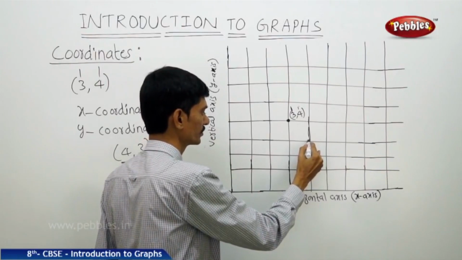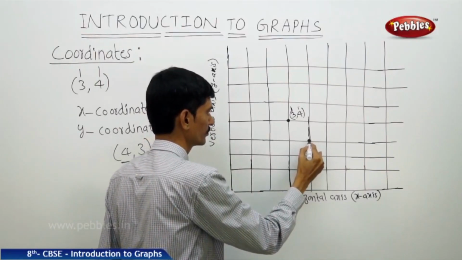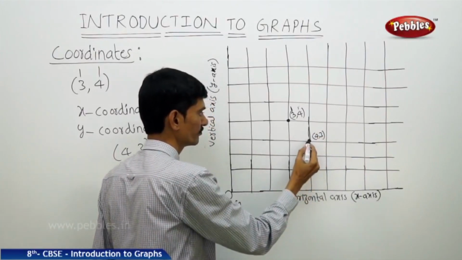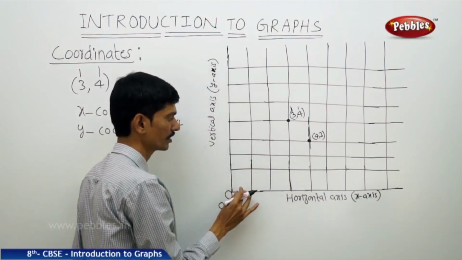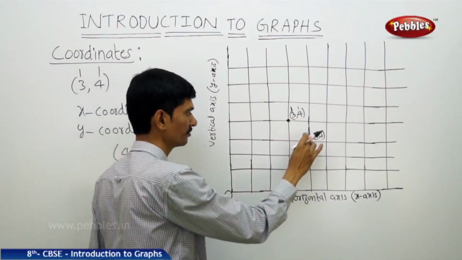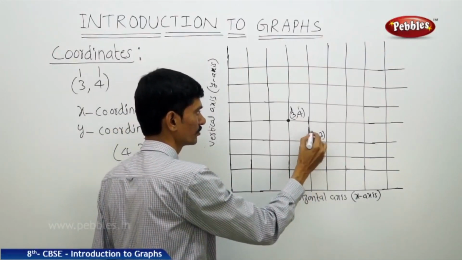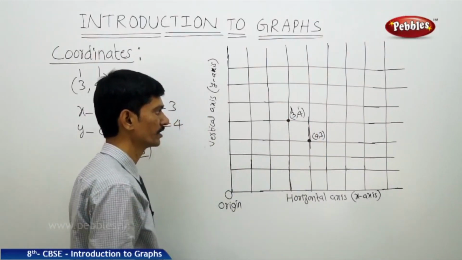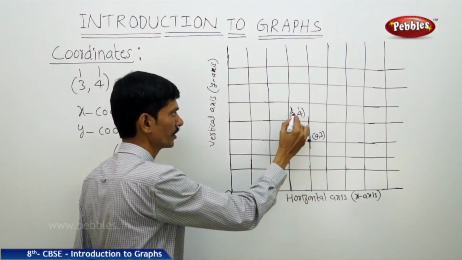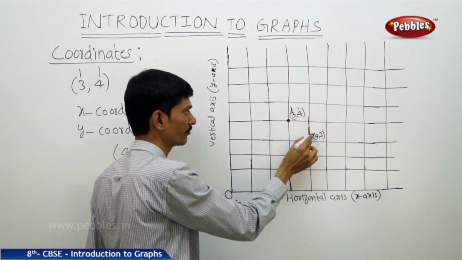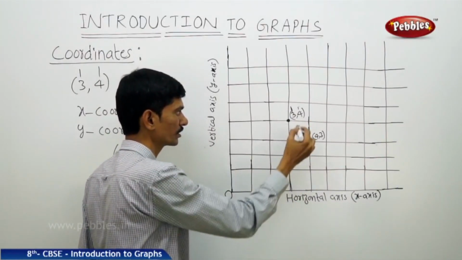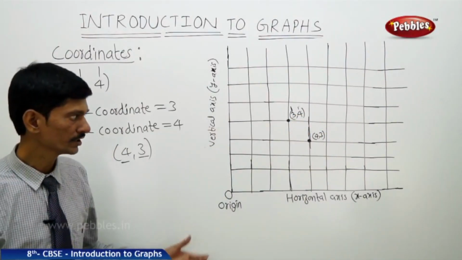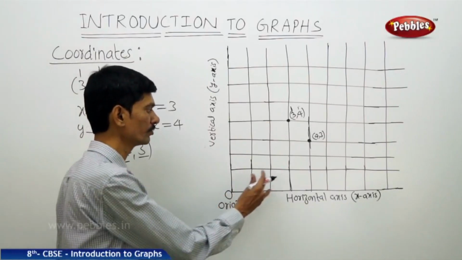So this point is 4 comma 3, which means 4 centimeters from the vertical axis and 3 centimeters from the horizontal axis. So these 2 points, 3 comma 4 and 4 comma 3, are both different. If you observe, the first coordinates are 3 and 4 in the 2 points, and the second coordinates are 4 and 3.